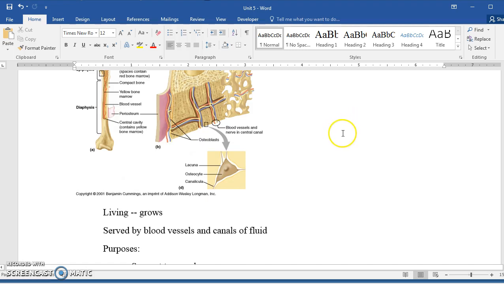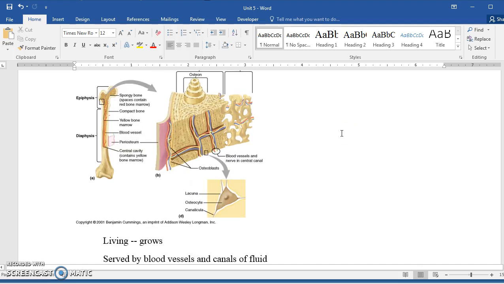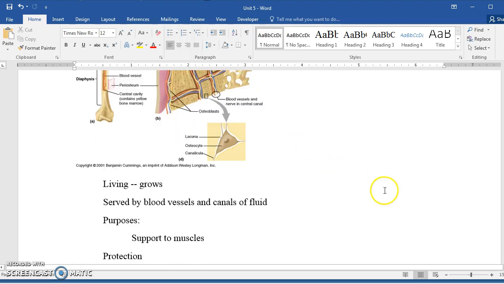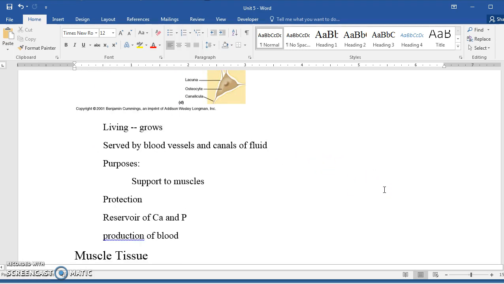The bone is served by blood vessels and by nerves, and if you've ever broken a bone, you understand that there's pain involved because of the nerve supply to it. Bone has a number of purposes. One is to support muscles. It's a supporting framework for muscles to attach to move the body.